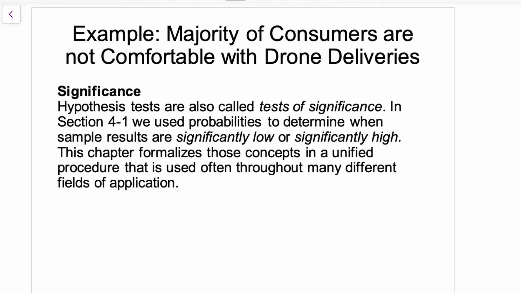The way that we're going to measure whether something is significant or not is by that same value of significance we've dealt with before, that alpha. And so hypothesis tests, as we've stated, are also called tests of significance. And we used probabilities in an earlier section to determine whether things were significantly high or significantly low. In this chapter, we're going to formalize those concepts in a universal procedure that is used throughout many different fields of application, which is more than just determining whether we are 2 standard deviations above or below the mean.